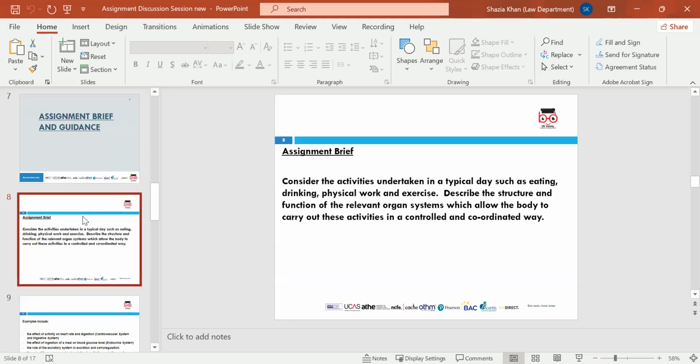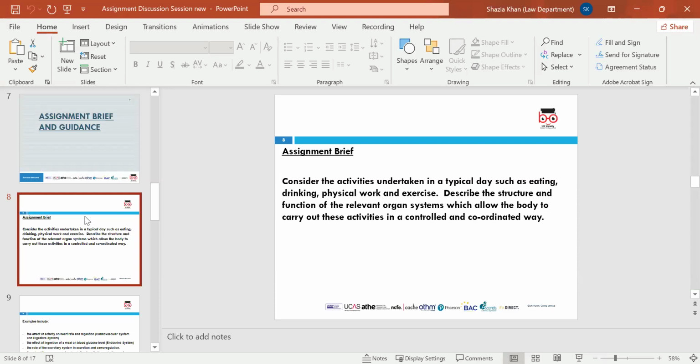So, assignment guidance. This is available for you on the assignment brief, the one I showed you earlier, which is available on Moodle. This is all available for you to have a look at. I've also taken material off the assignment brief and put it on here, so that when we go through the assignment, it's easy for you to understand.